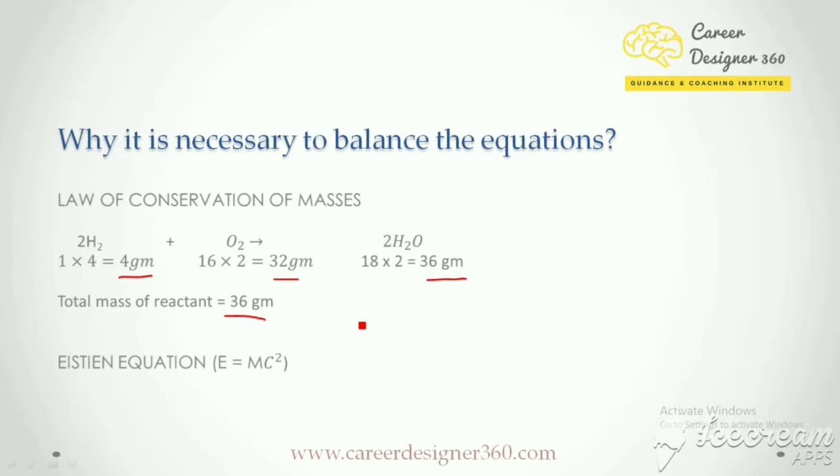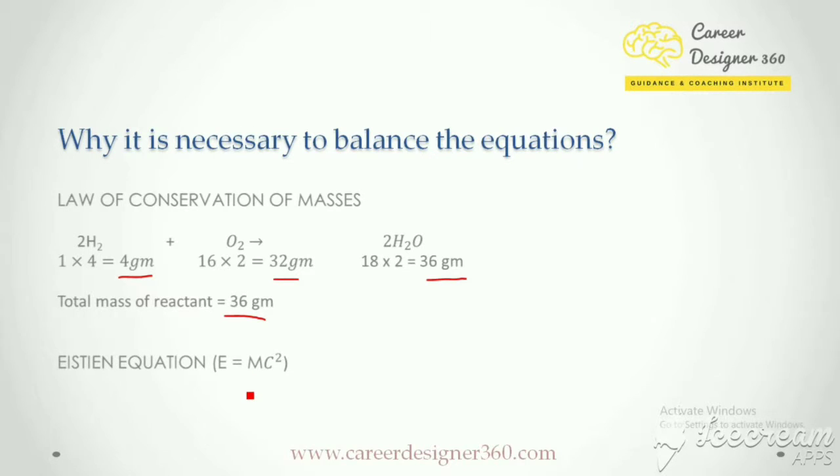However, this law is not applied to each and every equation. There are some exceptions to this law. For example, in all nuclear reactions, some of the mass is lost due to its conversion into energy. The amount of energy released can be found out with the help of Einstein's equation, that is E equals mc squared, where m is the mass which is lost and c is the speed of light.